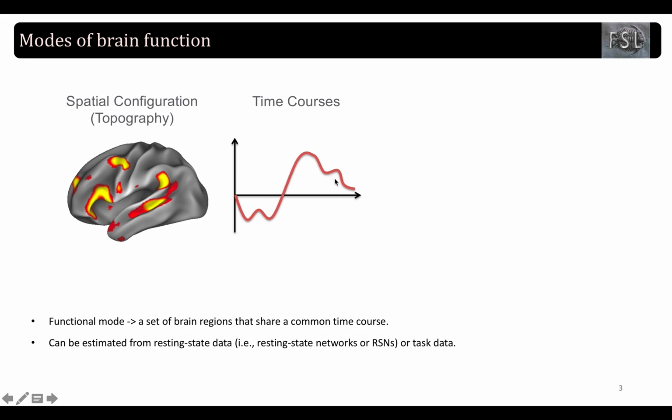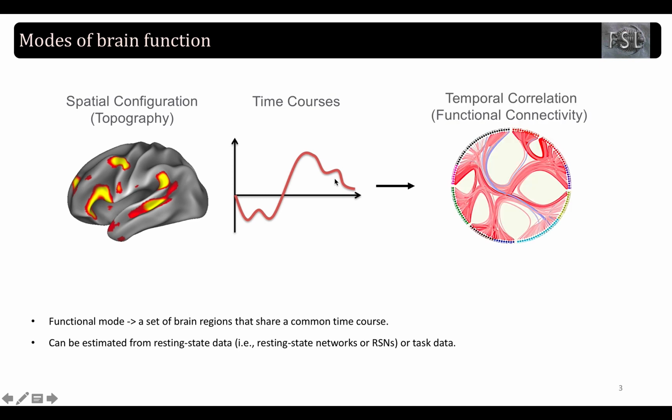Once we extract the time courses of the modes, we can then find the temporal correlations between the time courses and estimate the functional connectivity matrix. The functional modes can be estimated from resting state data, in which case we will refer to them as resting state networks or RSNs. They can also be estimated from task data. In this lecture, I will refer to functional modes also as functional networks, resting state networks, or functional components, and generally they all refer to the same concept, the functional entities of the brain.